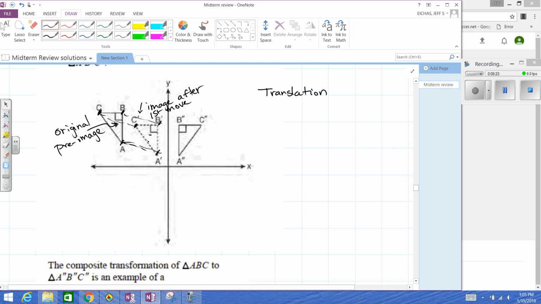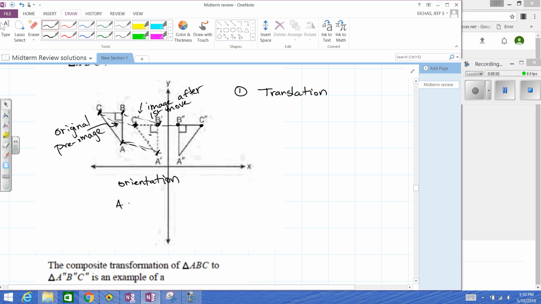Now from the second move, it's pretty clear that B prime went to B double prime, C prime went to C double prime. Okay. So this next move, it looks like the points move different amounts and the orientation, okay, orientation's a big deal. Orientation is the arrangement of the letters.